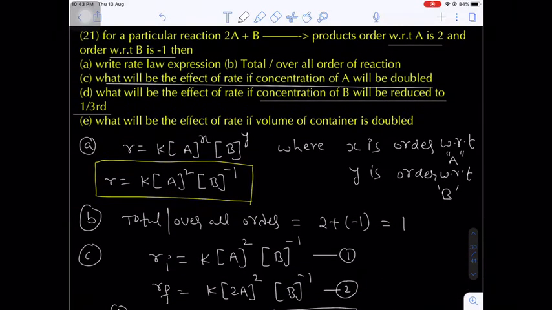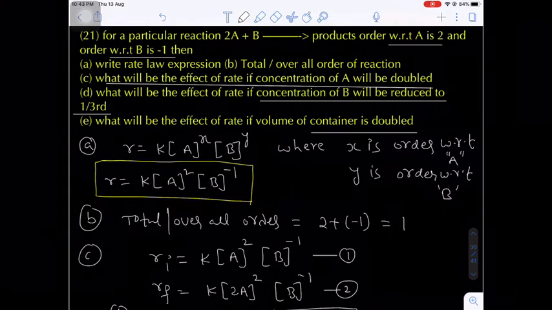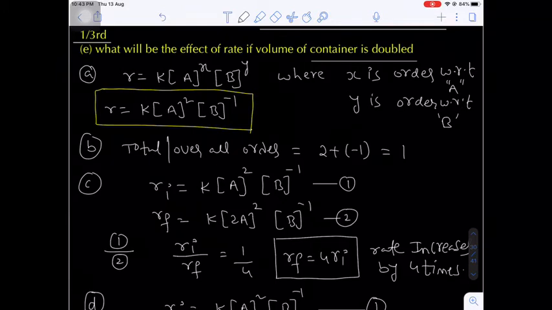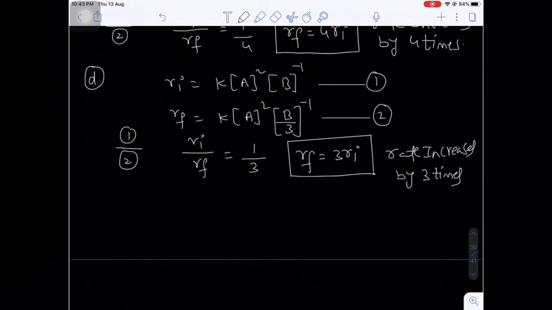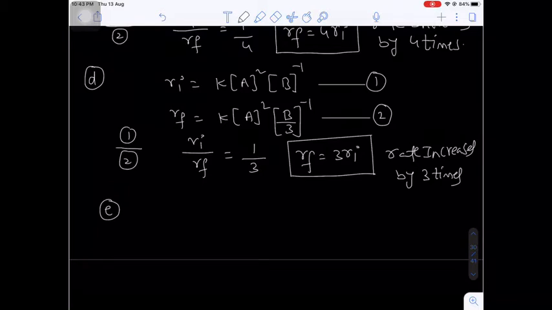Now here there is one more question, I think. What will be the effect on the rate if the volume of the container is doubled? If the volume of the container is doubled, both reactant A and reactant B will be present in the container. As the volume becomes double, what happens to the concentration? It becomes half. That means the concentrations of both reactant A and reactant B will get halved.